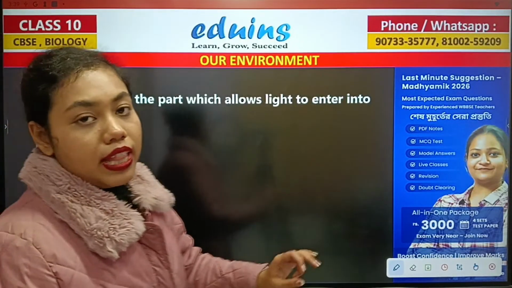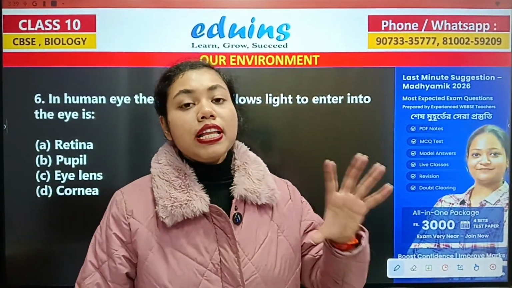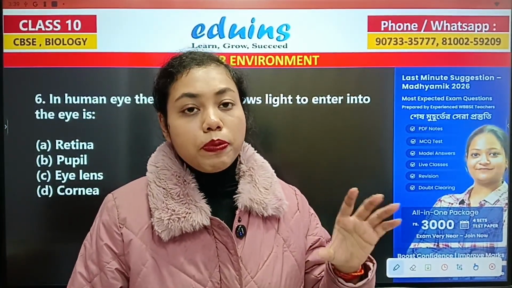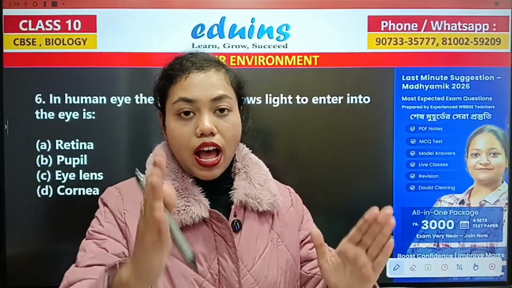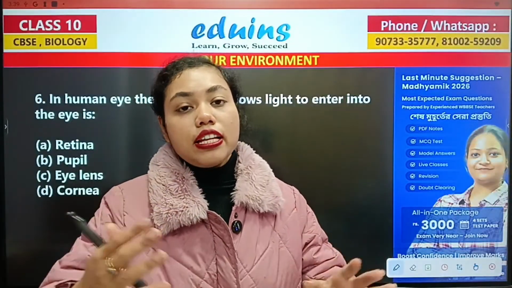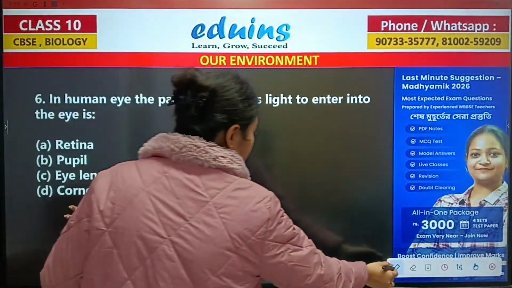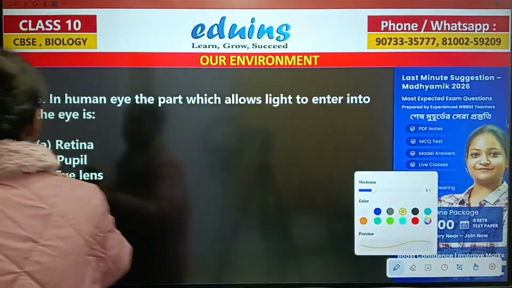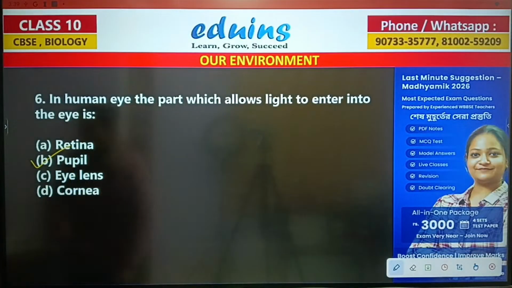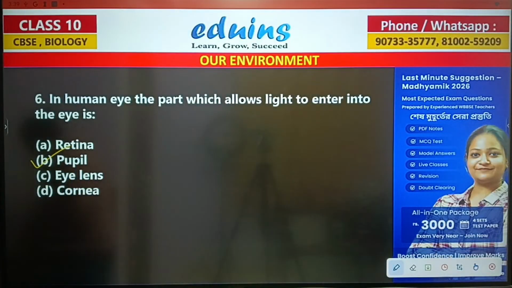Okay, the pupil is the right answer, because the pupil is the center of the iris, from where the light passes. So the right answer will be pupil.